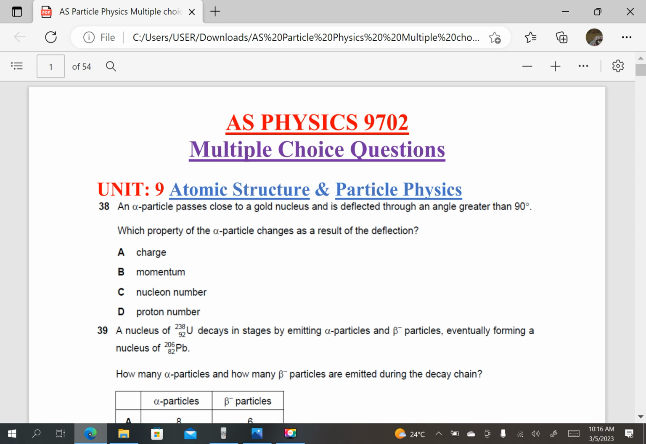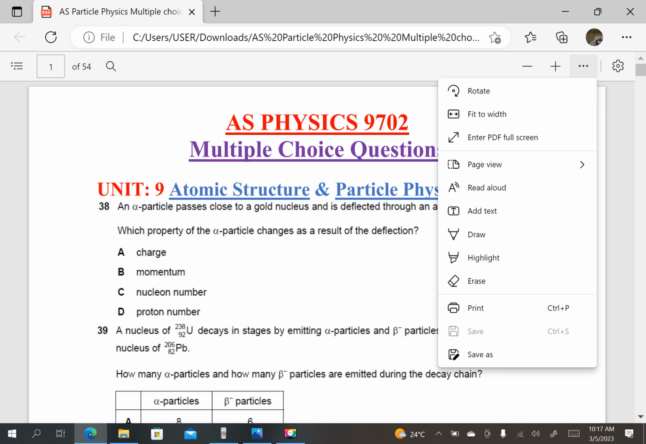So here we are, AS Physics 9702, multiple choice questions. This is supposed to be unit 9 or the last unit according to me, but it is going to be the first unit to be solved. The order does not matter.